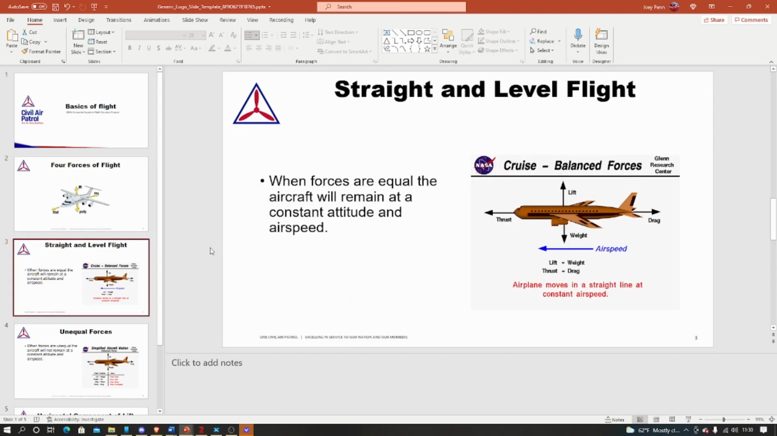In straight and level flight, all forces are equal, and the aircraft remains at a constant attitude and airspeed, unless there are any changes made. So when thrust and drag are equal, the aircraft will maintain a constant airspeed. This is the same with lift and weight.